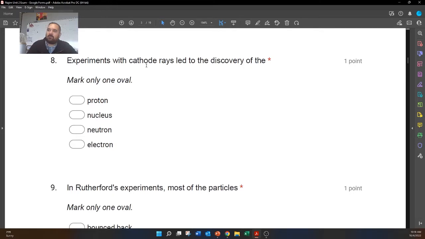Experiment with the cathode rays led to the discovery of, so this was J.J. Thomson. And he discovered the electron and told us that it was negatively charged. And you need to associate these 3 things: the cathode ray, J.J. Thomson, and electron.